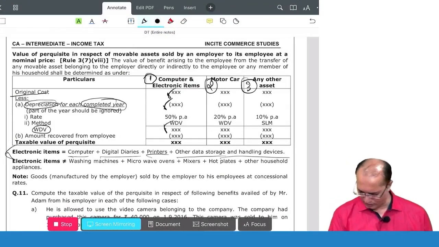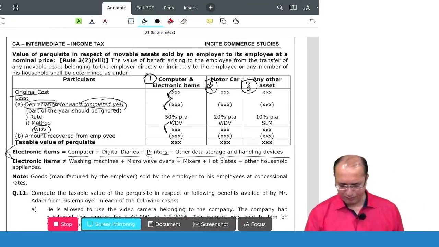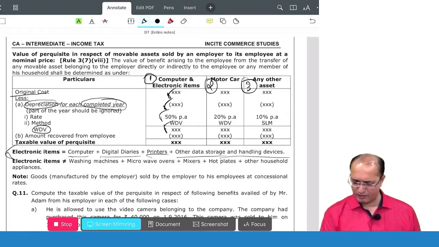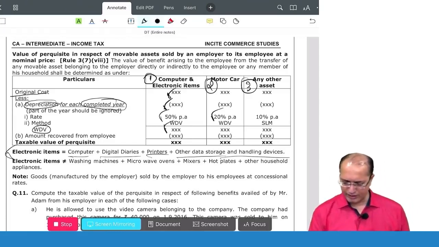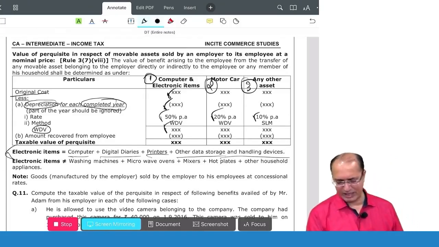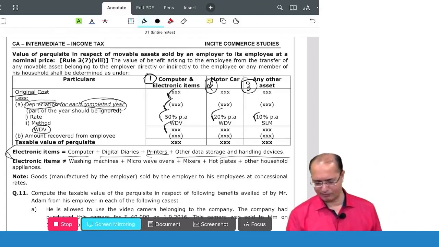This is the first point. Second point, what is the rate of depreciation? In case of computer and other electronic items related to computer, 50% per annum is the rate of depreciation. In case of motor car, 20% per annum. In case of other assets, 10% per annum. So this is the second point, rate of depreciation.